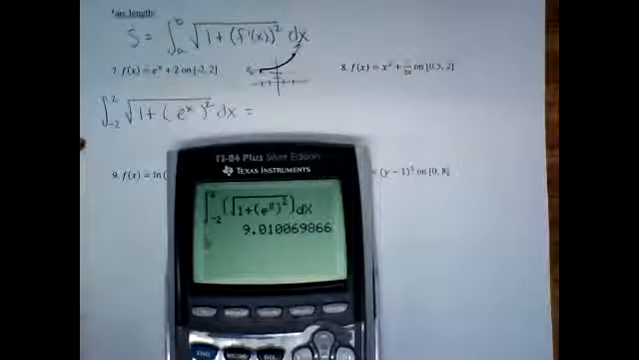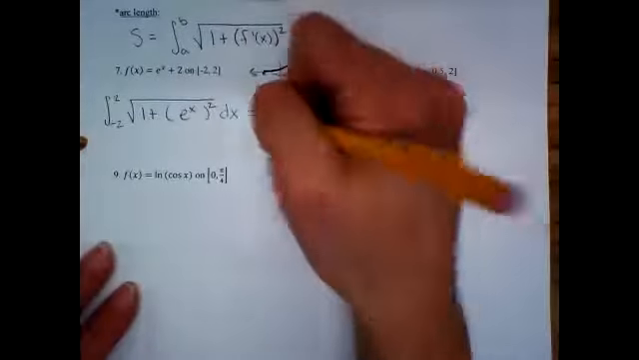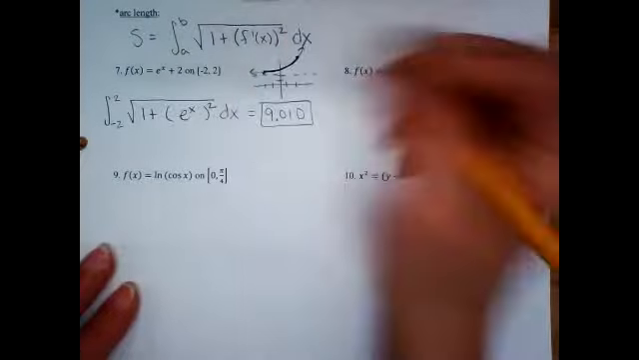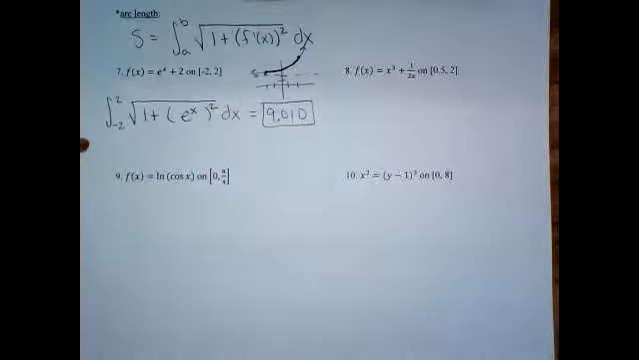All right, so 9.010. Again, they don't typically give units for these, but if there were, it would just be feet or centimeters or inches or nanometers or whatever it is. It's just a length.